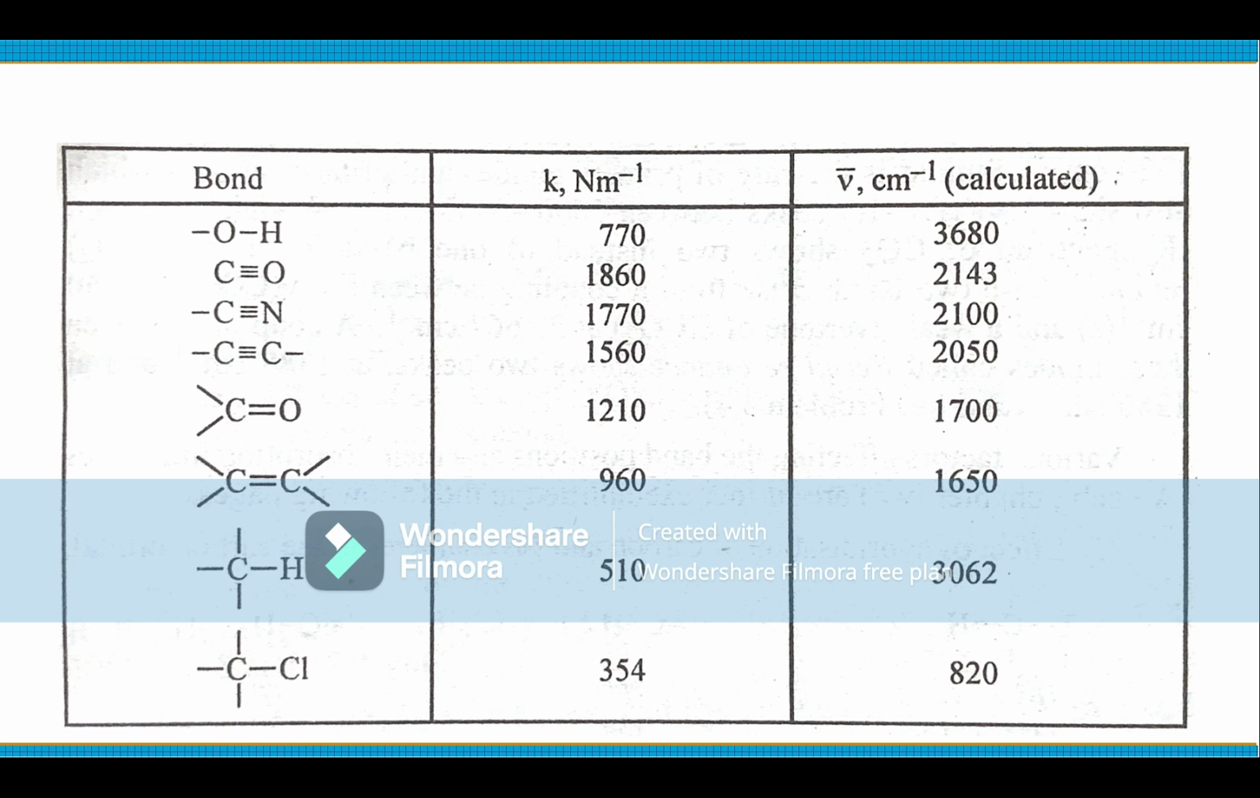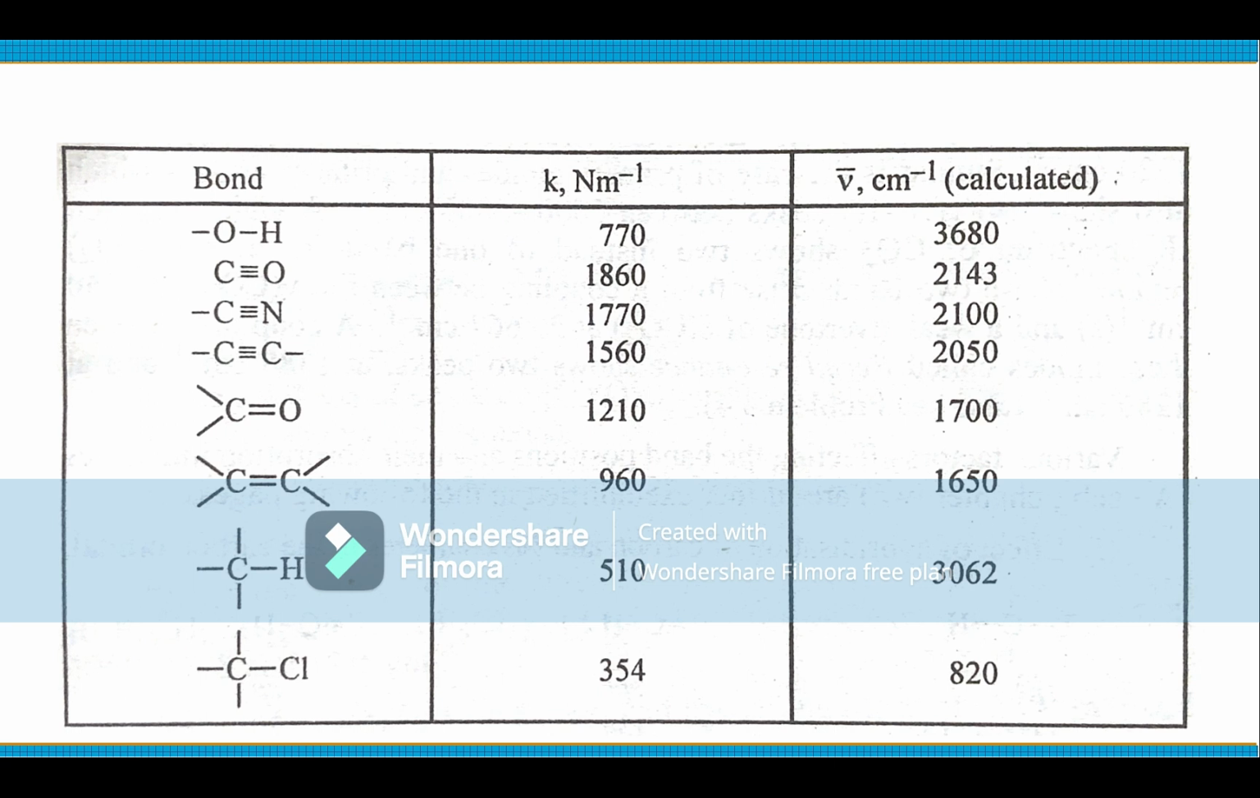Carbon oxygen double bond, again a bit lower than CO, but the bond is polar, that is why it is not very low. Just below, the data for carbon double bond carbon, you can see it is much less because the bond is non-polar. Now coming to the carbon hydrogen single bond, its force constant value is 510 and the calculated value of frequency is 3062 reciprocal centimeter.